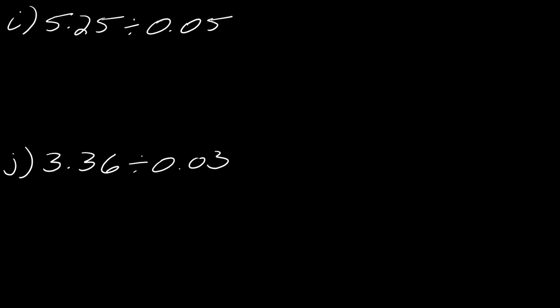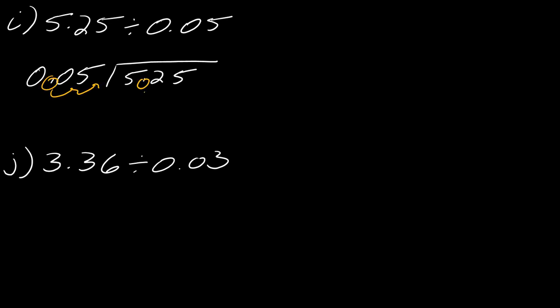So now we have 5.25 divided by 0.05. So again, I can set this up. And then we can move these decimals over 2 spots. So this one actually works out to be nice and straightforward. Might have had a similar one in the review video now that I think of it.